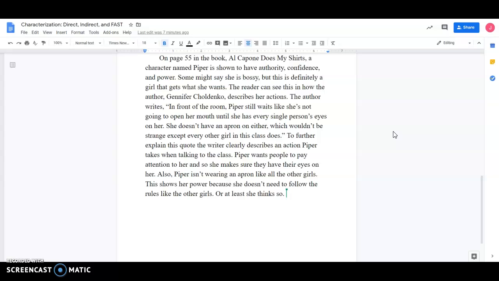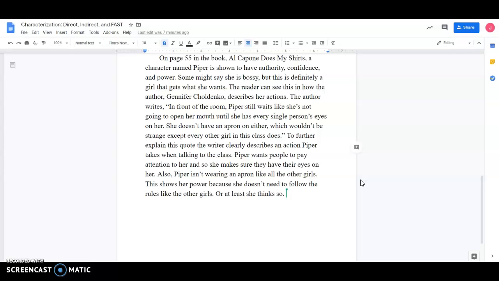The author writes, "In front of the room, Piper still waits, like she's not going to open her mouth until she has every single person's eyes on her. She doesn't have an apron on either, which wouldn't be strange except every other girl in this class does." So I describe an action for Piper, and look how I explain it in my writing. To further explain this quote, the writer clearly describes an action Piper takes when talking to the class. Piper wants people to pay attention to her, and so she makes sure they have their eyes on her. Also, Piper isn't wearing an apron like all the other girls. This shows her power because she doesn't need to follow the rules like the other girls, or at least she thinks so.